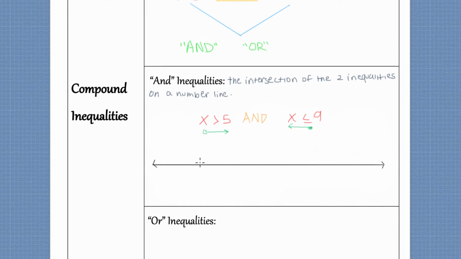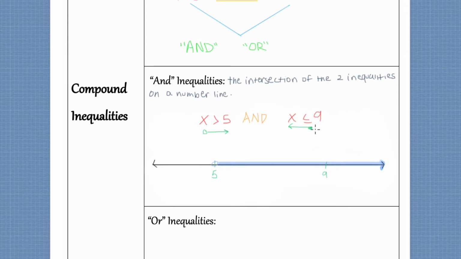So if I go on to graph it, let's say we have a 5 right here and we have 9 right here. We're going to graph our first inequality first, which says x is greater than 5. Down here it says that we're going to use an open circle at 5 and that everything to the right of 5 is going to be shaded. So I'm going to shade in everything to the right of 5, and I'm going to have the little arrow right there to symbolize that it keeps on going.